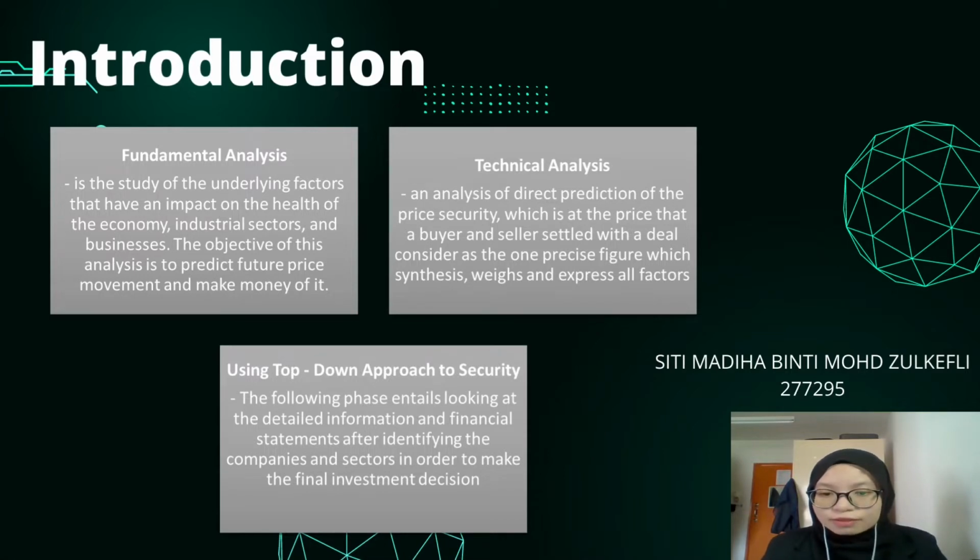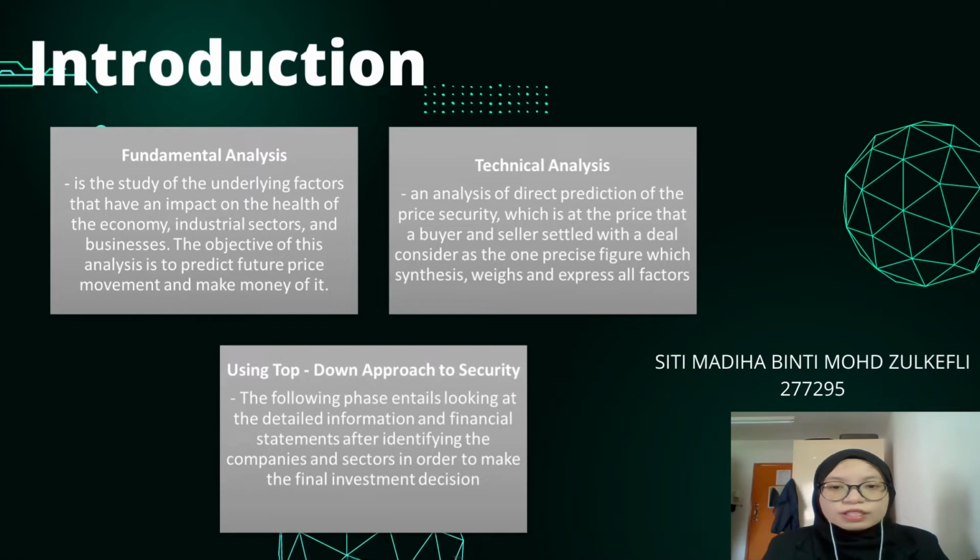There are two analyses involved in this discussion, which are fundamental analysis and technical analysis. Fundamental analysis is the study of underlying factors that have an impact on the health of the economy, industrial sector, and business. The objective of this analysis is to predict future price movement and make money from it. Meanwhile, technical analysis is an analysis of the direction and prediction of the price of a security, which is the price at which buyer and seller settle on a deal, considered as a one-piece figure which synthesizes, weighs, and expresses all the factors in the market. The assumptions of the analysis include that the combination of variables affecting supply and demand in the market determines a security's market value, and also the movement of the security price.